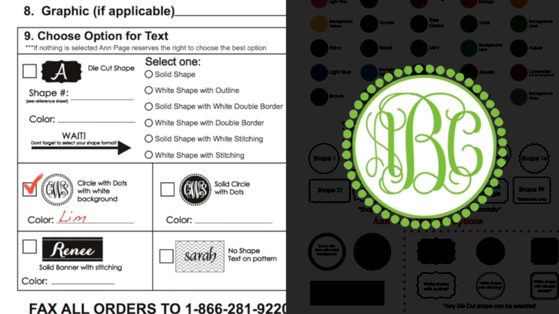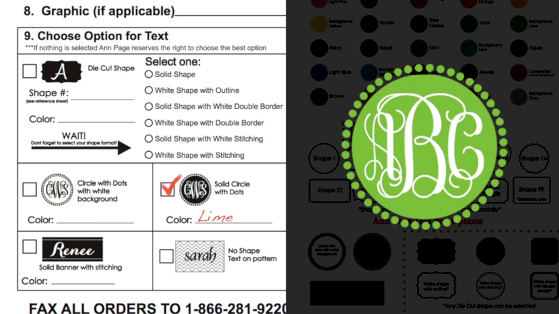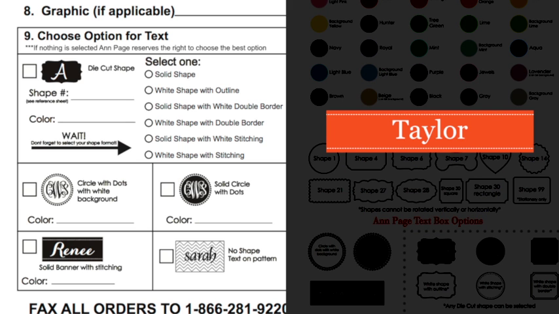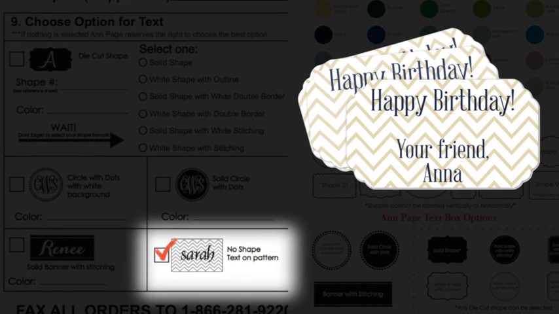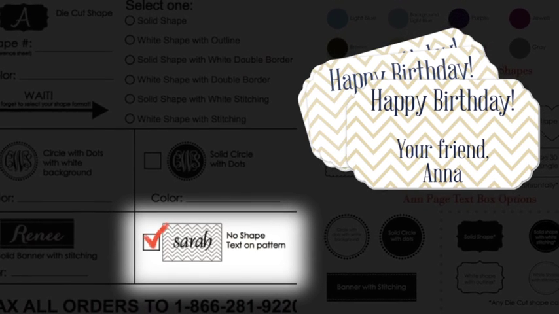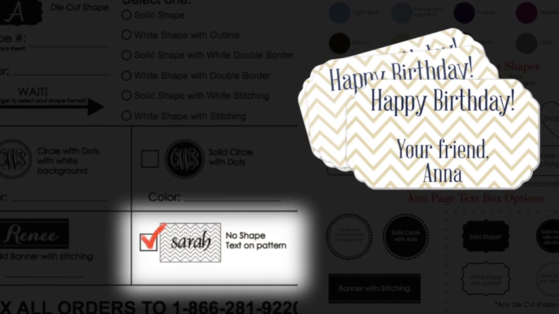Or you may choose a circle with dots with either a white background or a solid colored background. Or you may choose a solid colored banner with stitching. Or you may choose to have the text or monogram printed directly on top of the pattern.